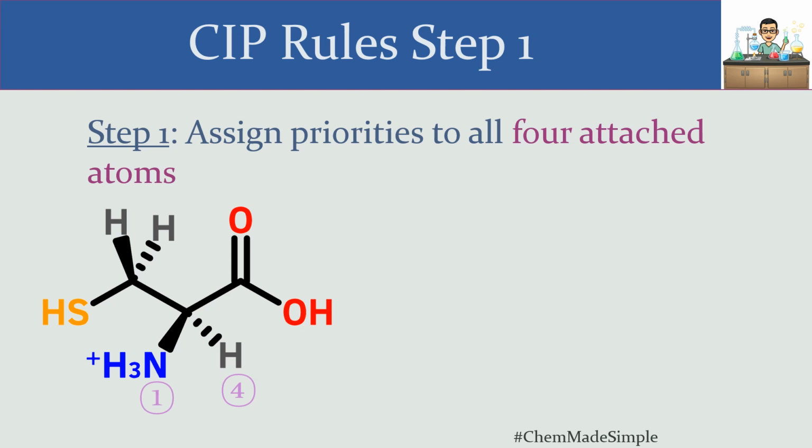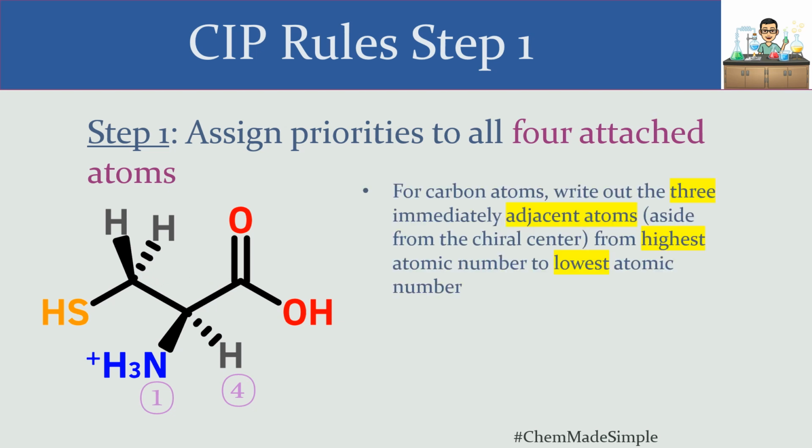Now the next thing I need to determine is, I'm going to take a look at each of these carbon atoms right here, and I recognize that both of them are identical to each other. And so in that case, I want to write out the 3 adjacent atoms to that carbon from highest atomic number to lowest atomic number. The idea is I'm going to take a look at this carbon right here and determine what is immediately attached to it other than the chiral center itself. And the reason I'm ignoring the chiral center is because both of these carbons are attached to that same chiral center, and I'm interested in finding points of difference, and the chiral center is not a point of difference between them.